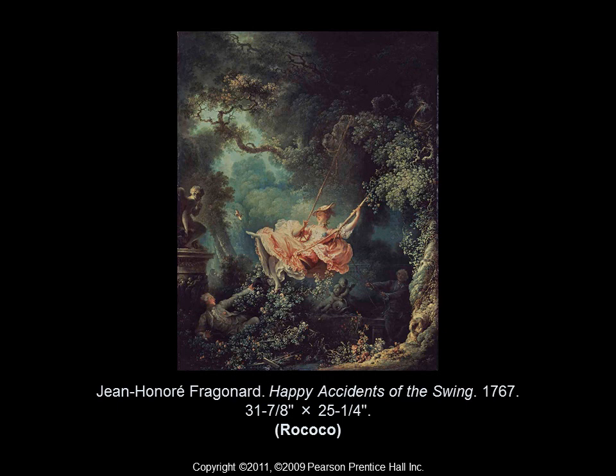This is a Rococo painting by Jean-Honoré Fragonard. It is titled Happy Accidents of the Swing from 1767. This falls very comfortably in the Rococo category of being light and fluffy and not very serious. When one looks back on this time period, you can see how the French people became increasingly upset with the aristocracy and the nobility, how they were living lavish lifestyles that seemed to be at the expense of the common people. This painting is also somewhat of an erotic painting.